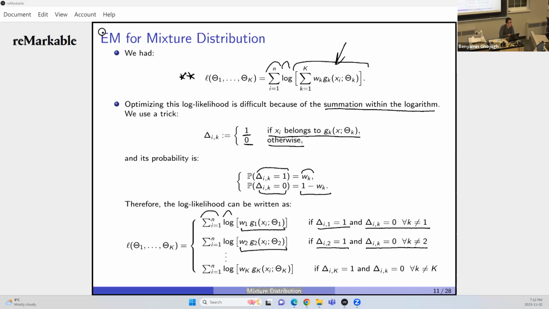No? Which part is not clear? Delta i. Okay. So did you understand until here? Okay, but why didn't you interrupt me? Stop me and say I didn't understand this part.